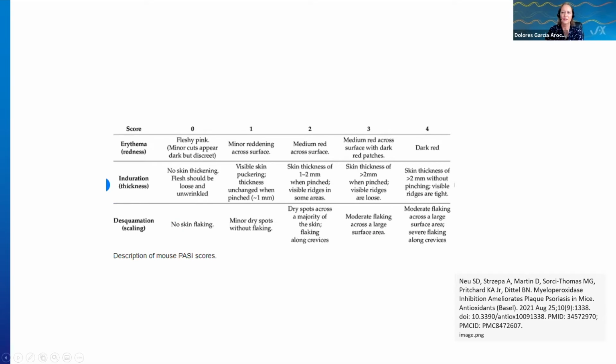So this first example is using mouse models of psoriasis, where grading of the severity of illness is important for the assessment of treatment efficacy. The problem is that most conventional assessments of psoriasis are subjective and have inevitable inter-observer variations or intra-observer variations as well. What you can see here in this table is how the scoring works. This is the PASI scores for mice.